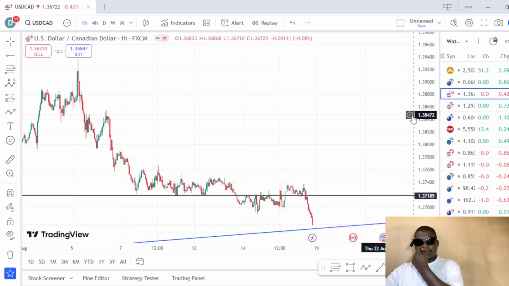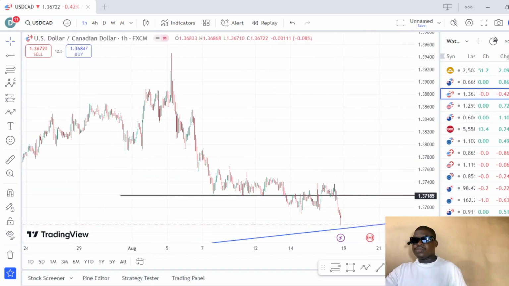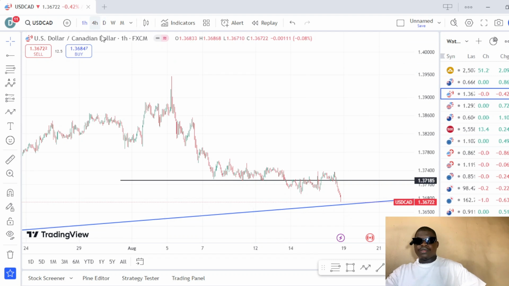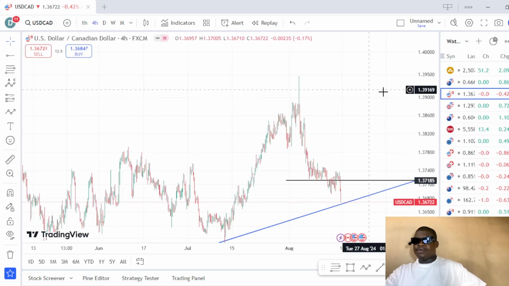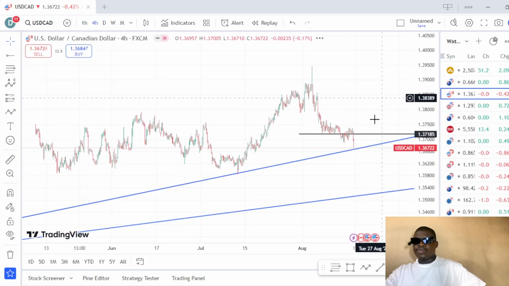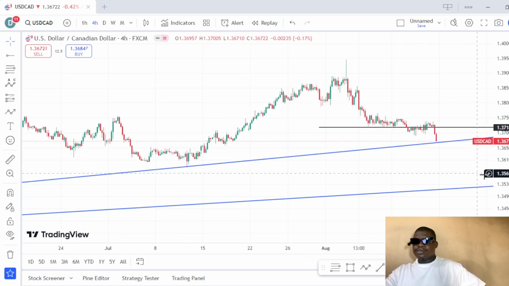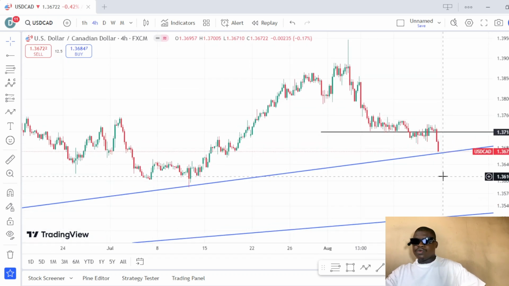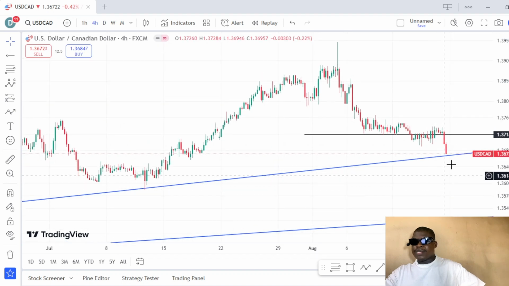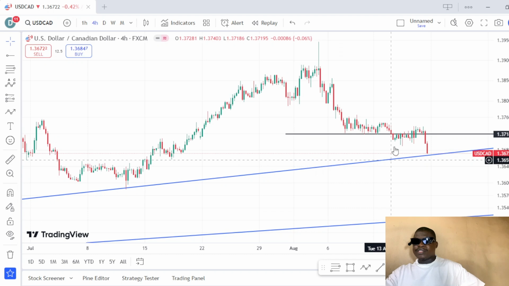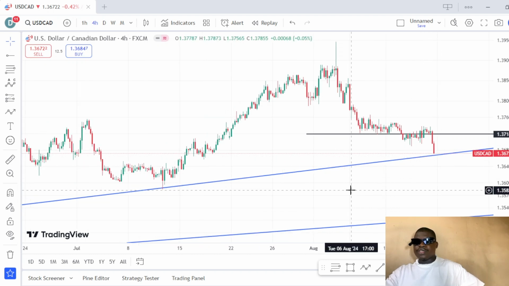So this is the USD CAD, which was explained last week. As explained last week, let me scale to the 4 hour time frame. As I explained last week, we anticipated the price. Let me zoom out. We anticipated the price to come to this trend line, and the price has played pretty nicely and come to this trend line.